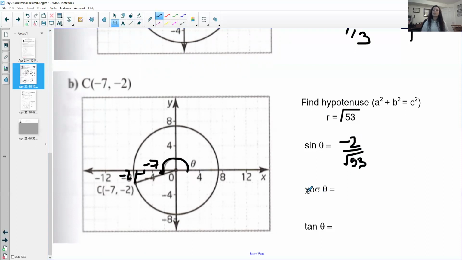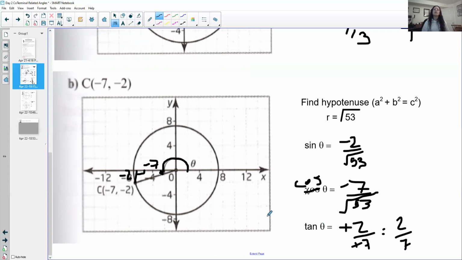Cos is going to be adjacent over hypotenuse. So this is going to be -7 over root 53. And tan is going to be opposite over adjacent. So -2 over -7. But when you reduce the two negative values, you should get +2 over +7. So in this quadrant, tan is the positive one. Okay, so up here they were all positive, and down here tan is positive. Okay, let's look at those again.